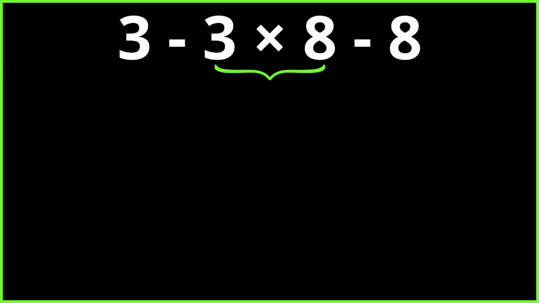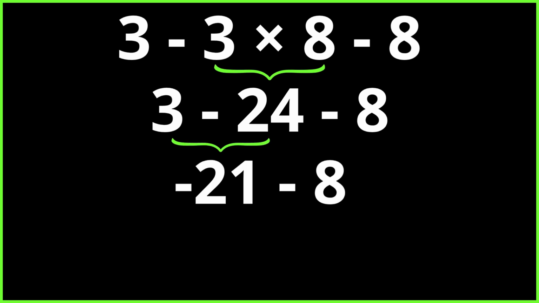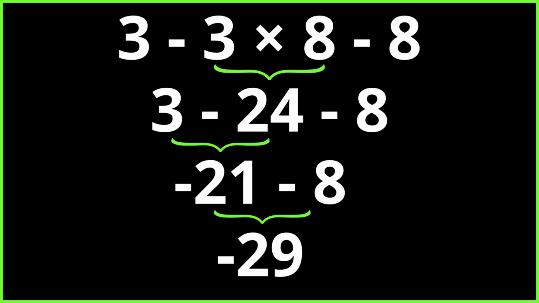3 multiplied by 8 gives us 24. Now the expression becomes 3 minus 24 minus 8. Since we only have subtraction left, we simply move from left to right. 3 minus 24 gives us negative 21. Finally, negative 21 minus 8 gives us negative 29, which is our final answer.